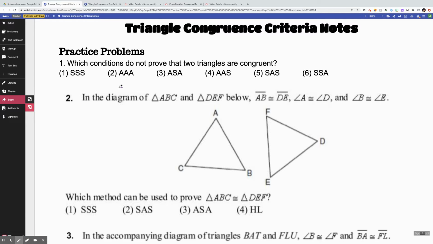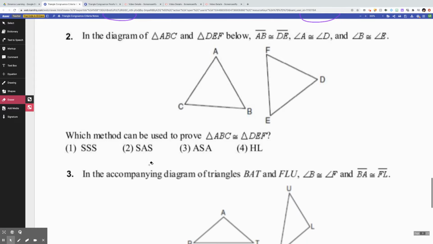Okay, so question 1 says, which conditions do not prove that two triangles are congruent? There are two of them. Those are angle, angle, angle. And the second one is SSA. All right, so let's look at number 2 here.